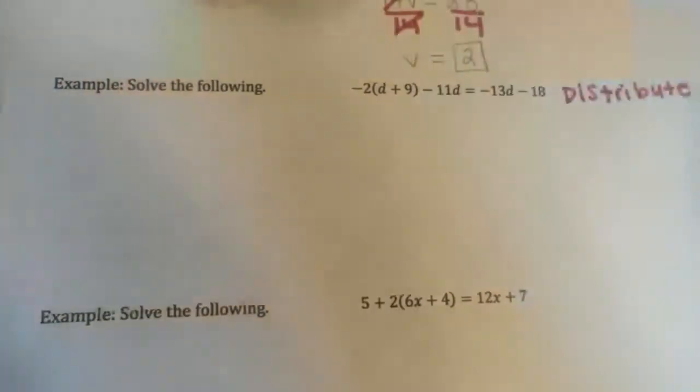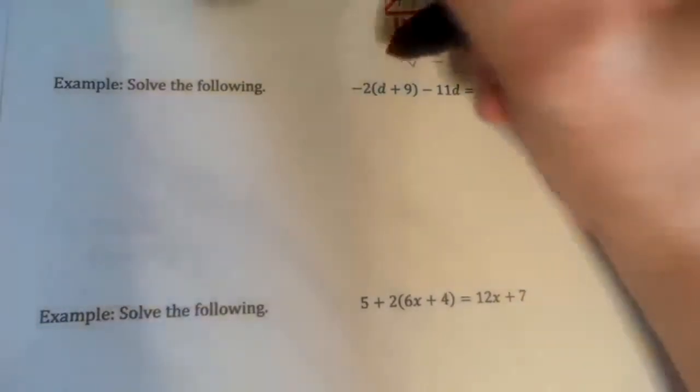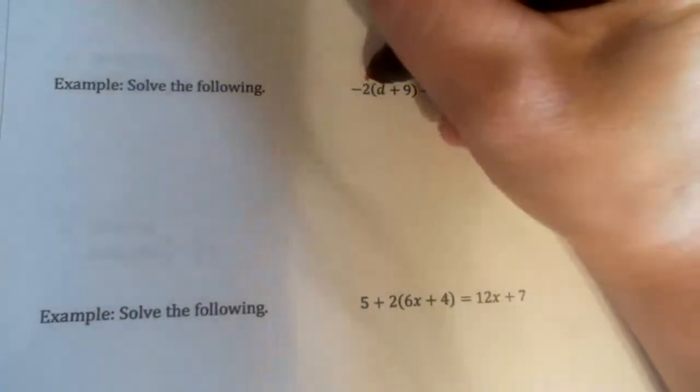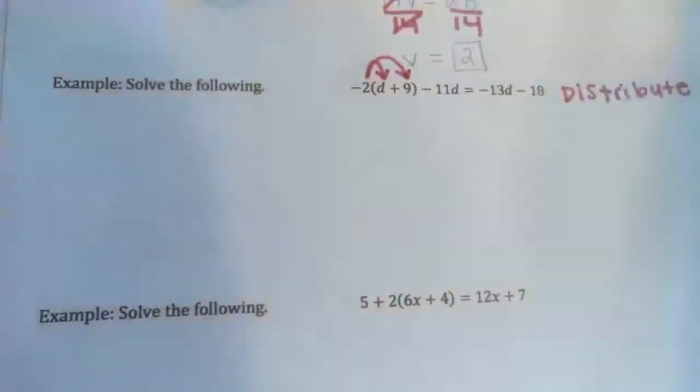So let's distribute that negative 2. The negative 2 is out front of the parentheses. That means it's going to be distributed. It's going to be multiplied by everything that's inside the parentheses. So let's go ahead and distribute that negative 2. Let's multiply everything by negative 2.